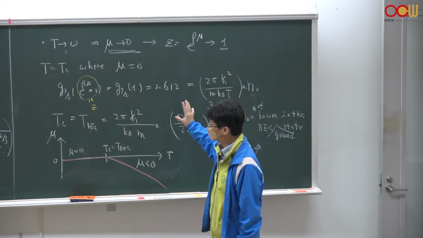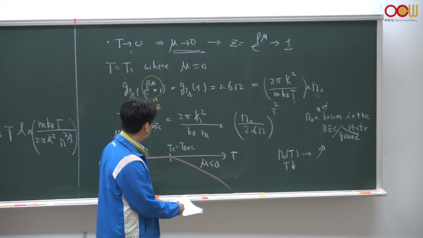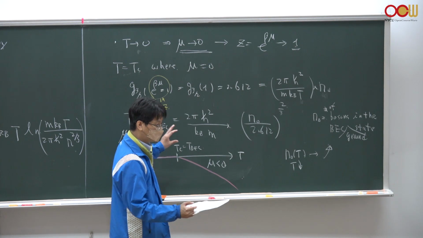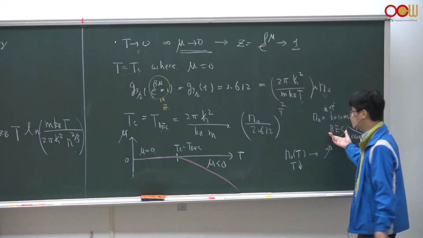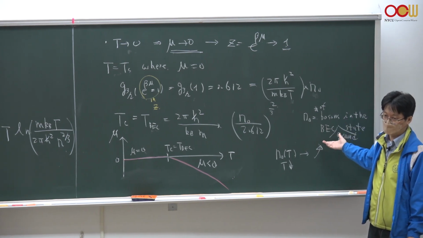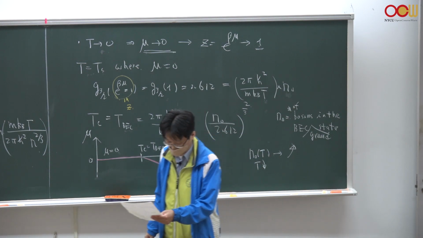Let's take a short break. When we come back, we will again further analyze relation between the chemical potential, temperature, and the number of bosons that stay in the ground state, in the condensate. Okay? Yeah, let's take a short break.